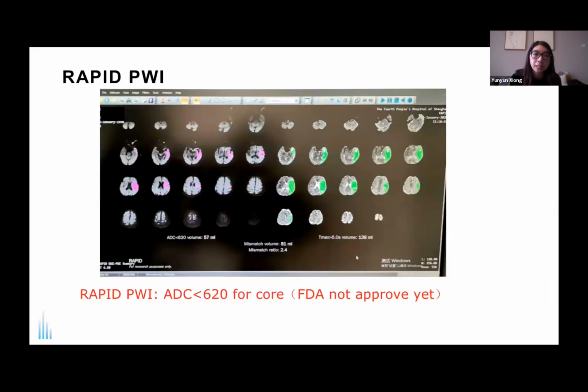And besides the CTP software, they also have PWI, the perfusion weighted imaging software, and they defined ADC less than 620 as the core volume. And the hypoperfusion volume definition was the same as the CTP. But this software has not been validated in clinical trials, so it has not got FDA approval yet.